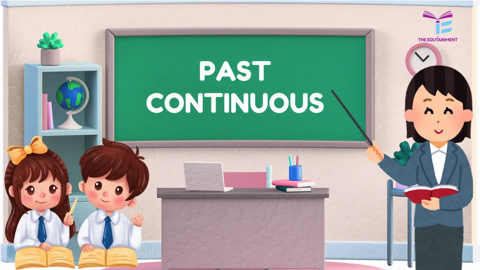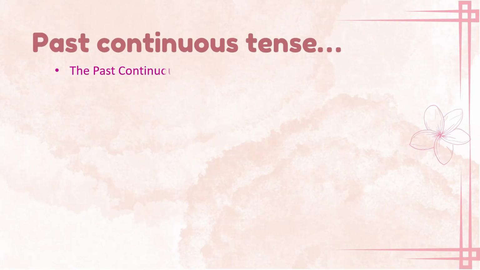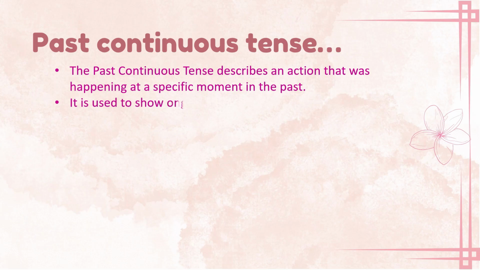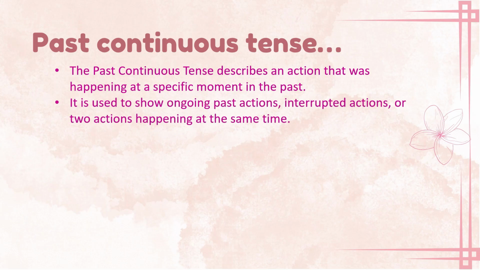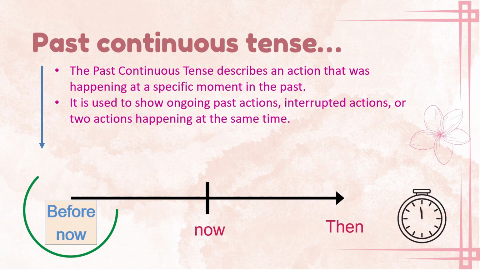Past continuous tense. Past continuous tense describes an action that was happening at a specific moment in the past. It is used to show ongoing past actions, interrupted actions, or two actions happening at the same time.